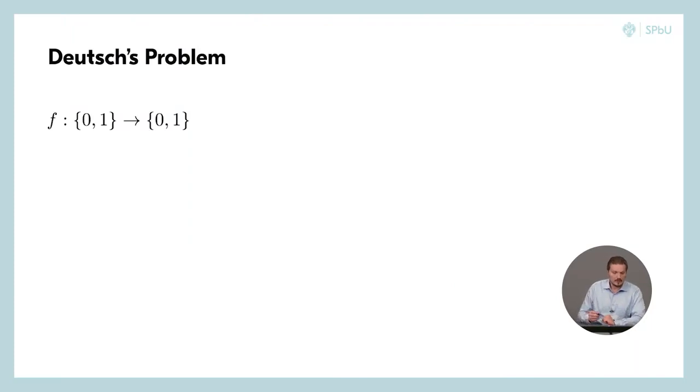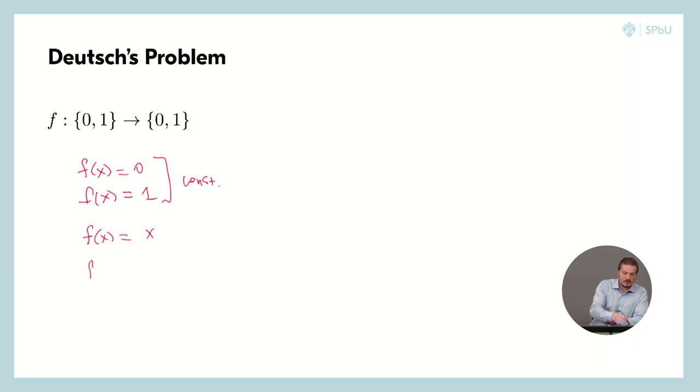So let's start learning. Deutsch's problem is about a function which maps one bit to one bit. And there are only four such functions. We can easily name them. So f of x equals 0 and f of x equals 1. These two are constants. And the balanced functions, which have an equal amount of ones and zeros in their image: f of x equals x, and f of x equals not x. I call them balanced.